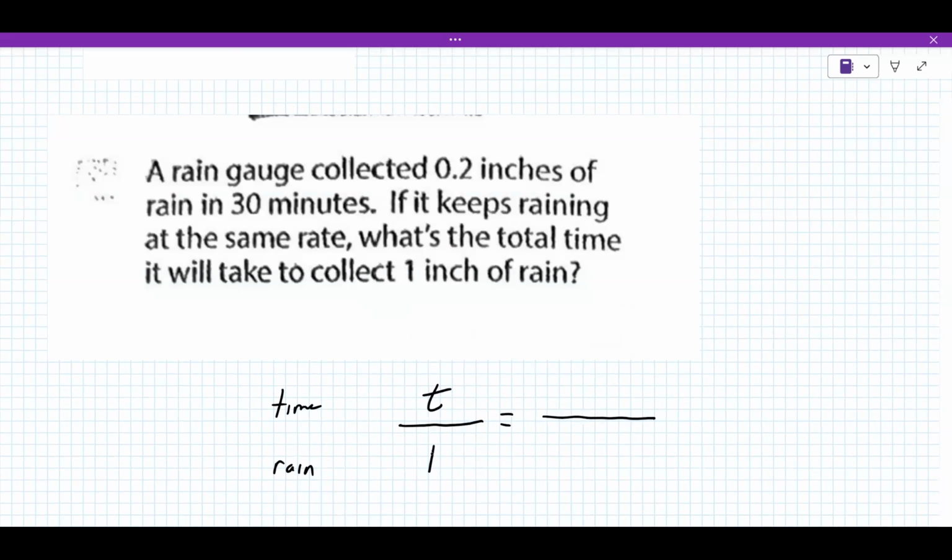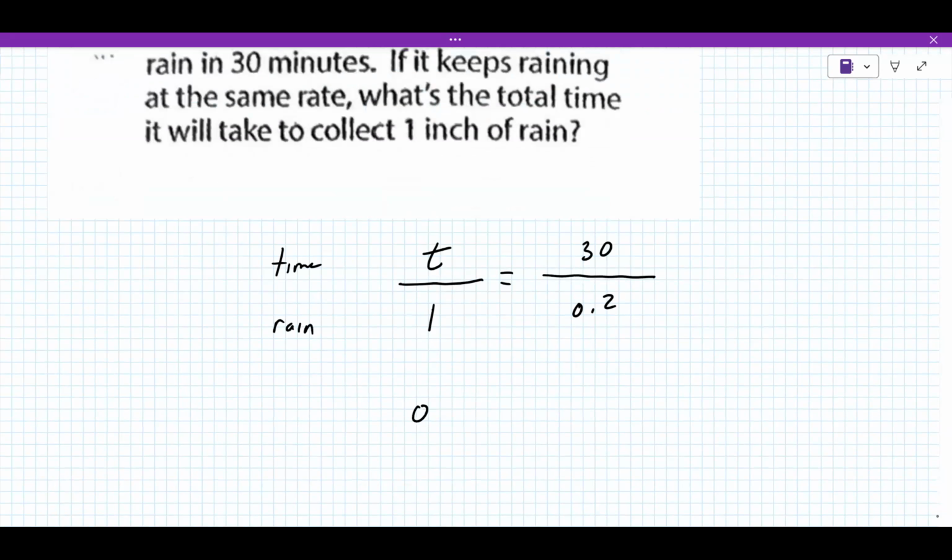We're looking for the time to get 1 inch of rain. On the right here, think of it as the time it took to collect the other amount of rain: 30 minutes to collect 0.2 inches. Now, how are you guys solving proportions? Well, we'd cross multiply. Okay, so that is 0.2t equals 1 times 30.